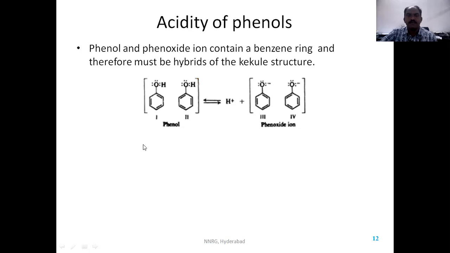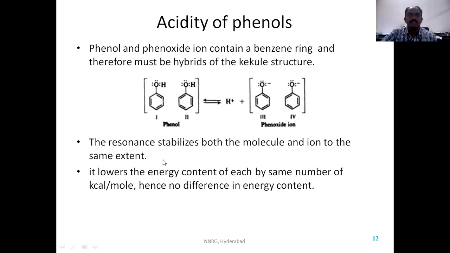If you see here, phenols are resonance hybrid structures. When they undergo ionization, they form the phenoxide ion. Here the rings are canonical structures, so we can represent them in this format. The phenols undergo ionization to form the phenoxide ion. The structures are similar, so the resonance stabilization is to the same extent in both the molecules and the ions.